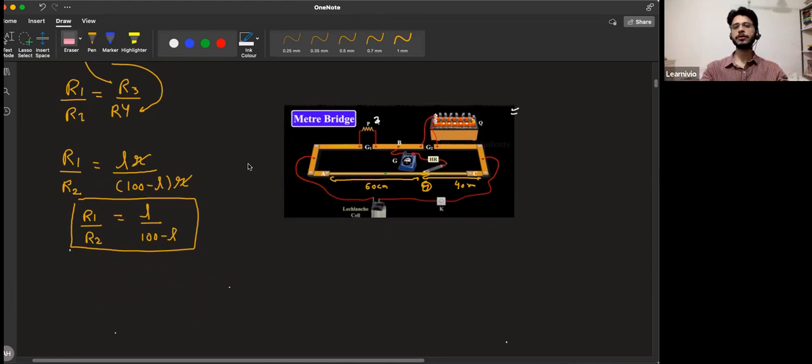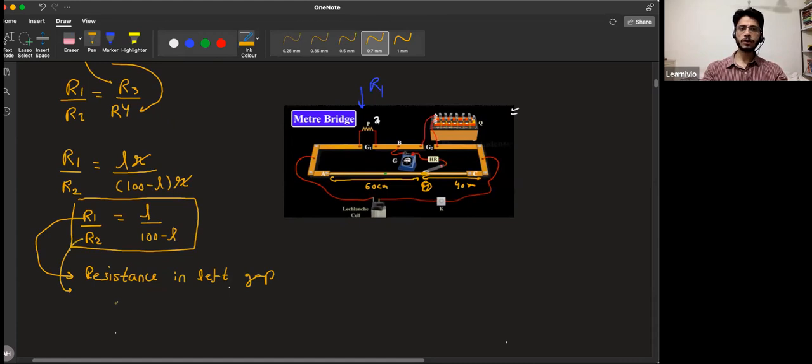When you do the experiment, you have this resistance, which is your R. When you do a numerical, you have to keep one thing in mind: whenever you write R1, R1 is not just a resistance. R1 is the resistance in the left gap. What is R2? R2 is the resistance in the right gap.